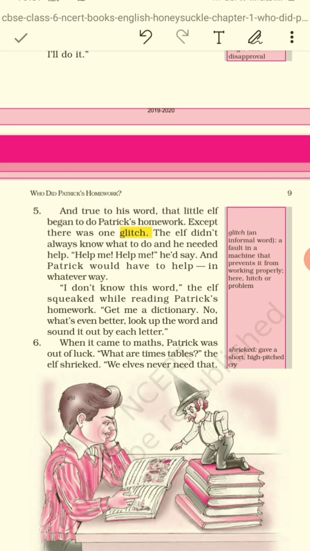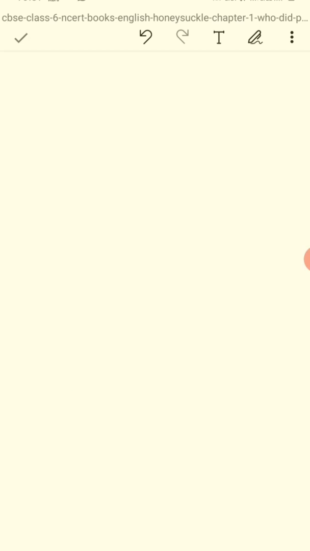So the elf stayed true to his word. He kept his promise and he started helping Patrick in completing his homework. Okay, but there was one problem, one glitch. What does the word glitch mean? Let's see here.